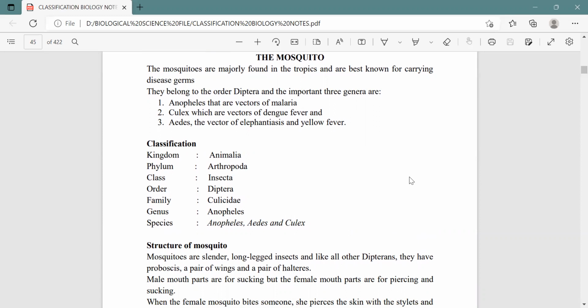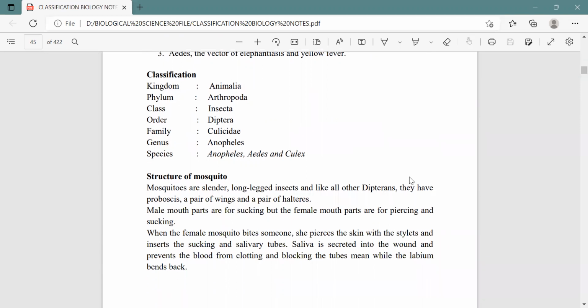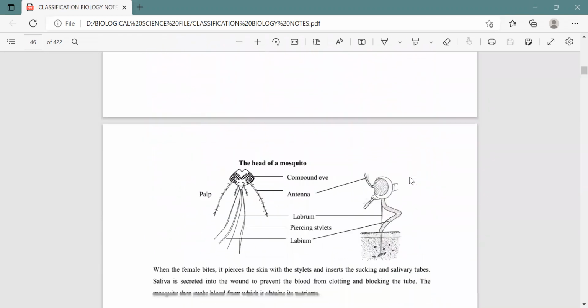Elephantiasis, I told you, is caused by a filarial worm. Elephantiasis is caused by a filarial worm that we call Wuchereria bancrofti. It causes elephantiasis, but it is spread by this species of mosquito known as Aedes mosquito. So that is its full classification.